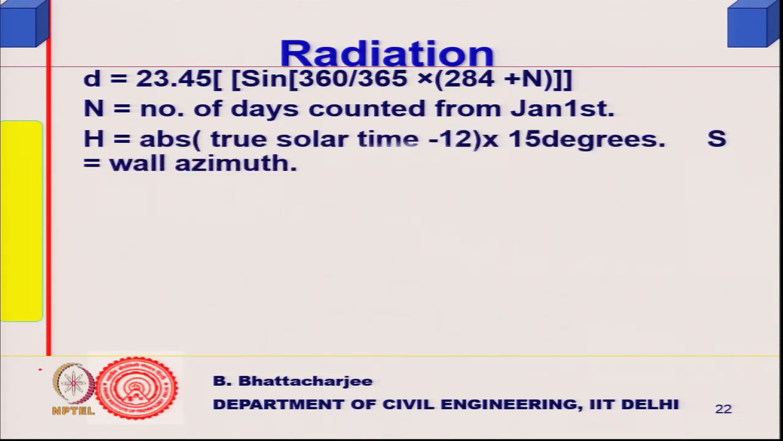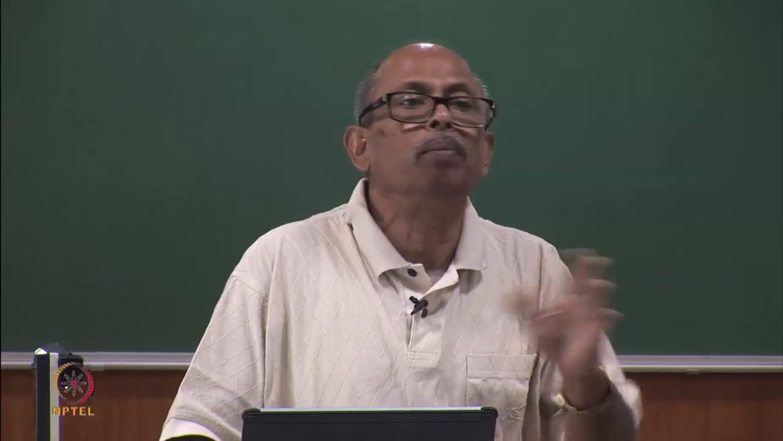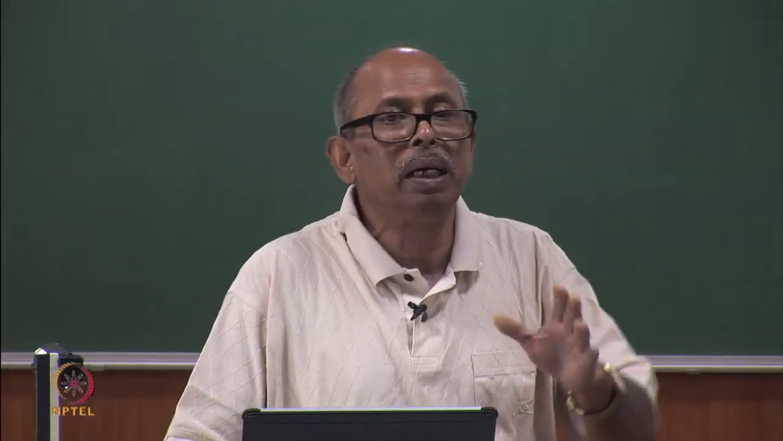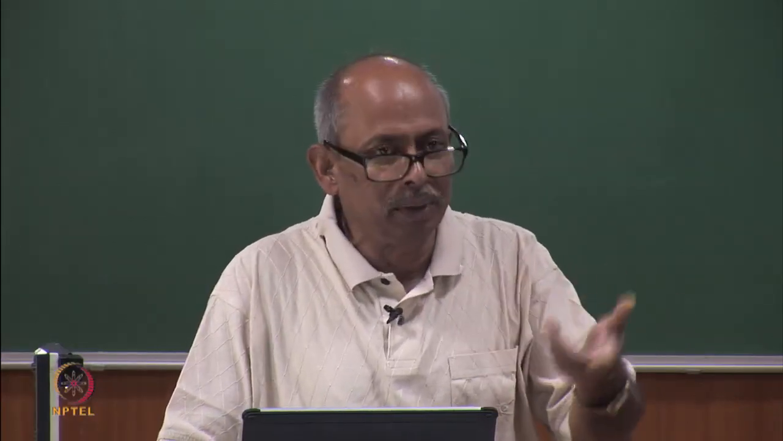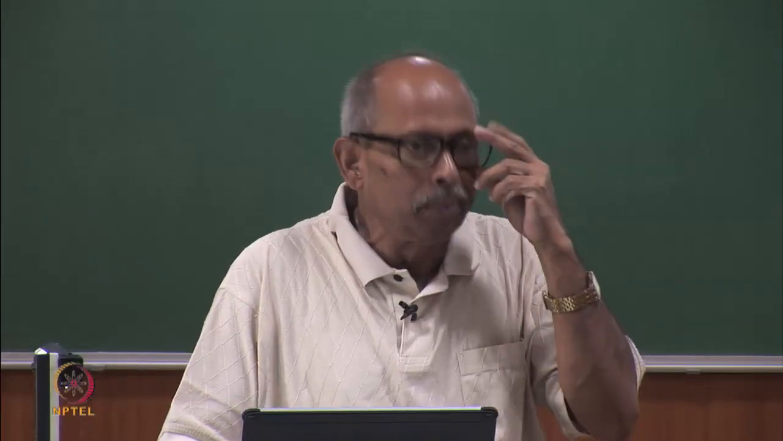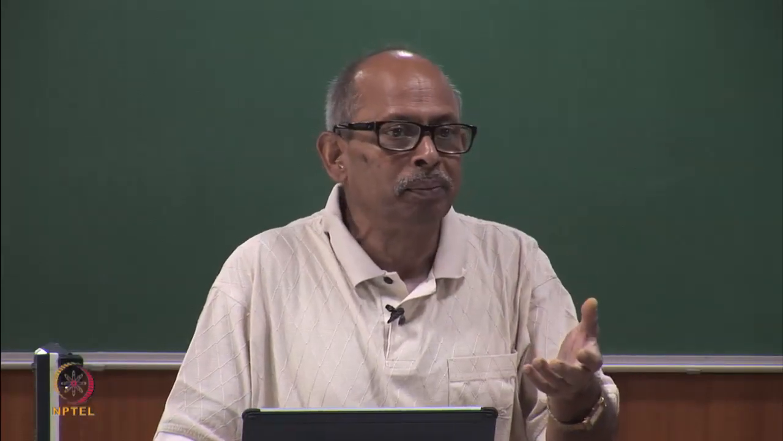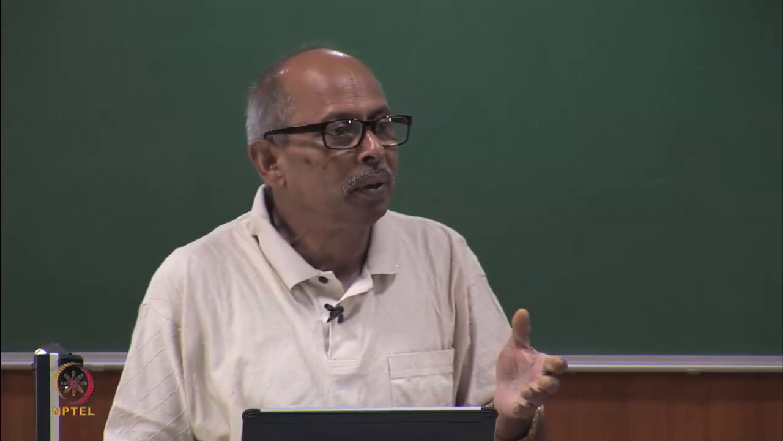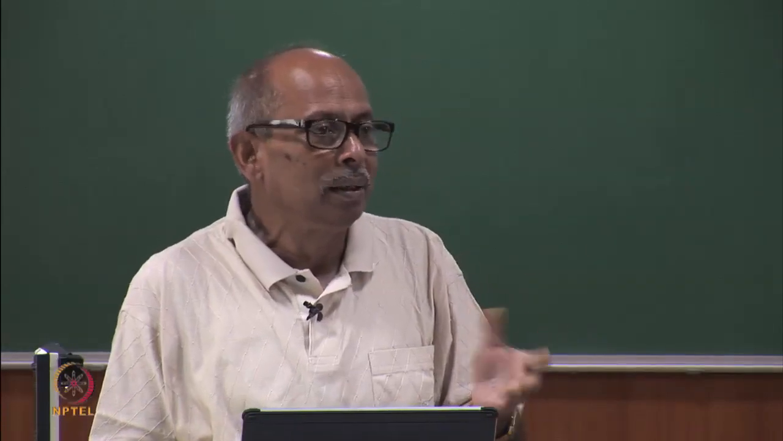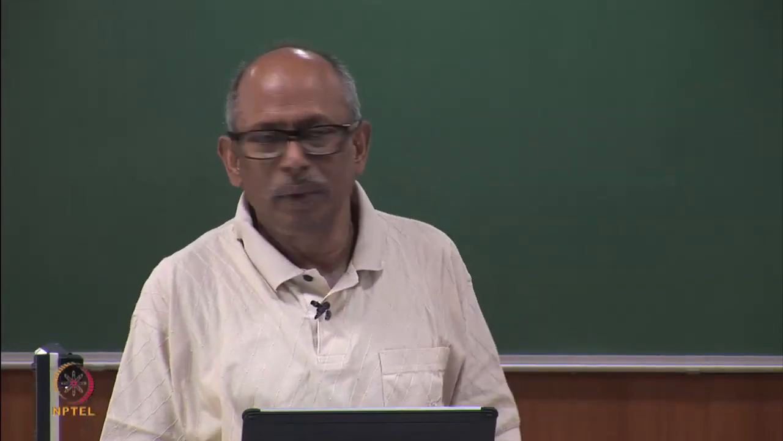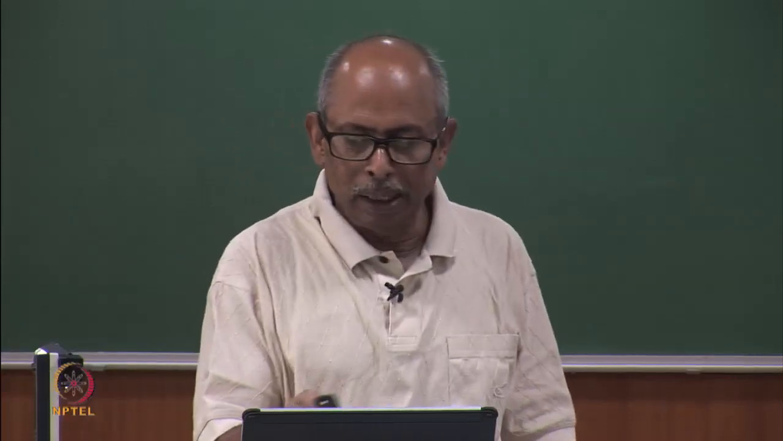Maybe I have a small calculation. Now, hour angle, as I said, we defined as true solar time minus 12, times 15 degrees. Sometimes we use absolute values, not plus and minus, because if it depends upon the angle itself, cos of minus angle is as good as cos of plus angle.